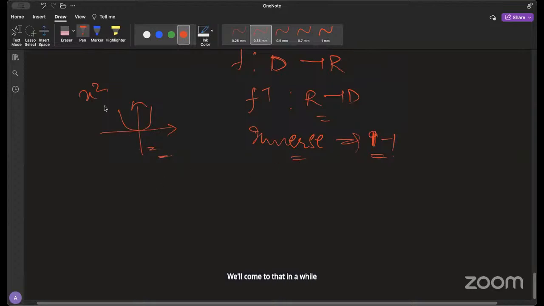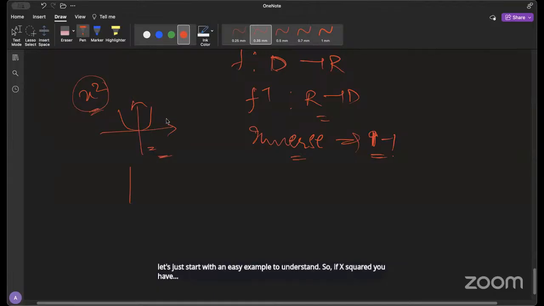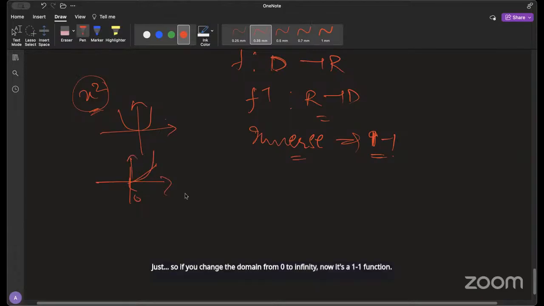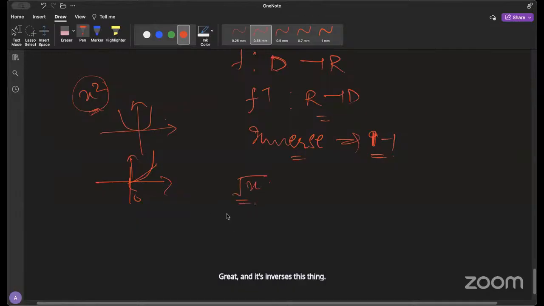We're discussing this thing. Let's start with an easy example. If you have x square, then this is not invertible, neither is it 1-1, right? But if you change the domain to 0 to infinity, now it's a 1-1 function and it's invertible too. And its inverse is root x. So when you say x squared inverse is root x, you need to specify that it's root x on this domain only. Otherwise, it's not, right? It's going to be 1-1 here only.